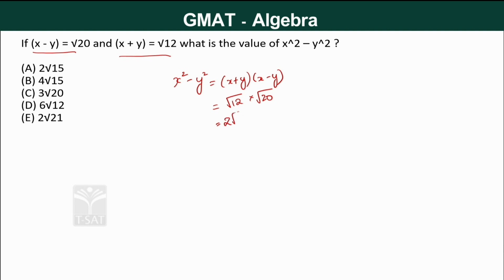So this is 2 root 3. Again, 20 is 4 into 5 and we know that the square root of 4 is 2, so we can take that out and we are left with root 5. So the product comes out to be 2 root 3 into 2 root 5, which is 2 into 2, 4, and under root we have 3 into 5, that is 15. So that comes out to be option B.